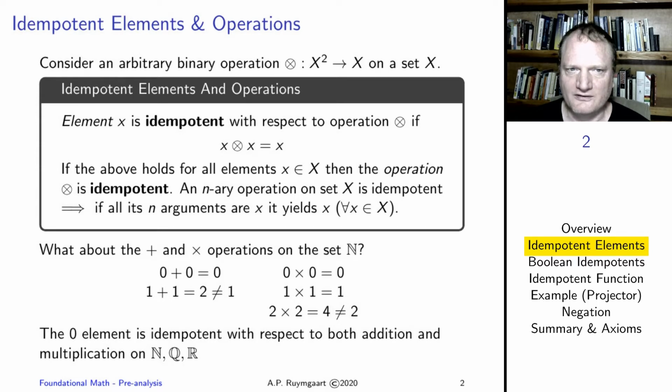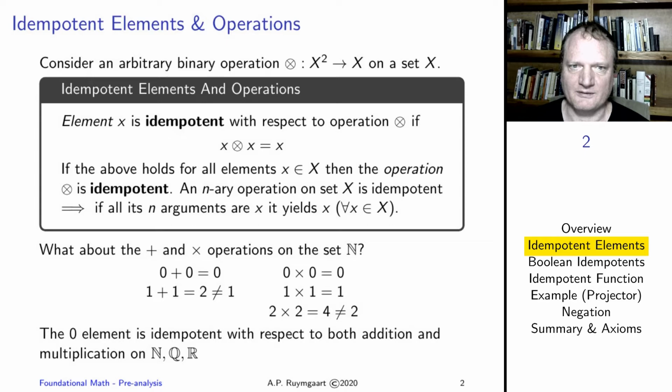Now we can go ahead and define an element x is idempotent with respect to the operation O times if x O times x returns that same element x. And if this holds true for all elements lowercase x in this set, uppercase X, then the operation is said to be idempotent.